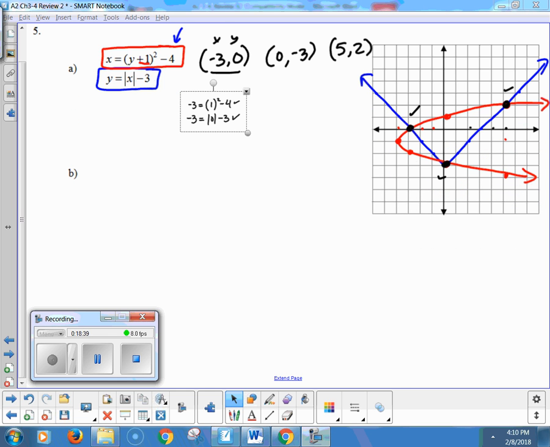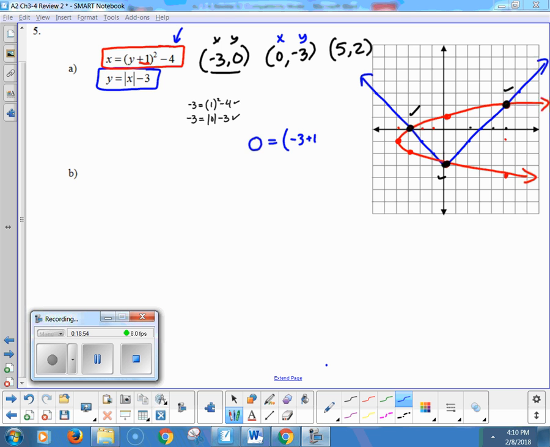I can organize my work this way. Checking (0, -3). Here's my x and here's my y. In the top equation, I would get 0 is supposed to equal -3 plus 1 squared minus 4, or 0 is supposed to equal -2 squared minus 4. That definitely works. The bottom equation would be 0 is supposed to equal the absolute value of -3 minus 3, and that also works.